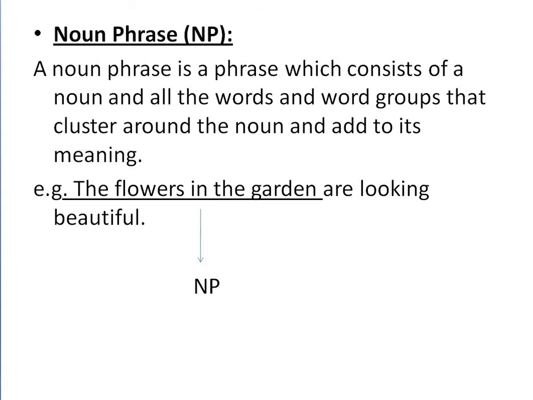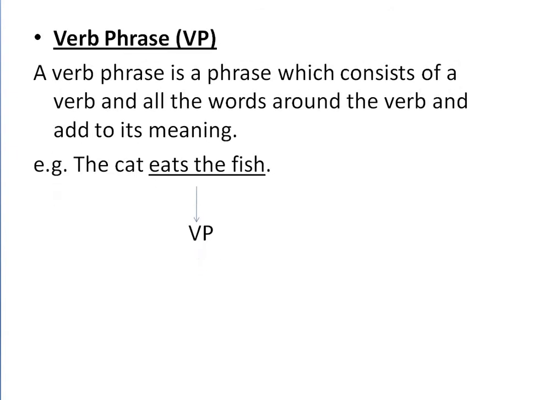Any phrase which is actually acting as a noun in the sentence. For example, if we say the flowers are looking beautiful, so the flowers in the garden, or simply flowers, are working the same as a noun. So this is a noun phrase.